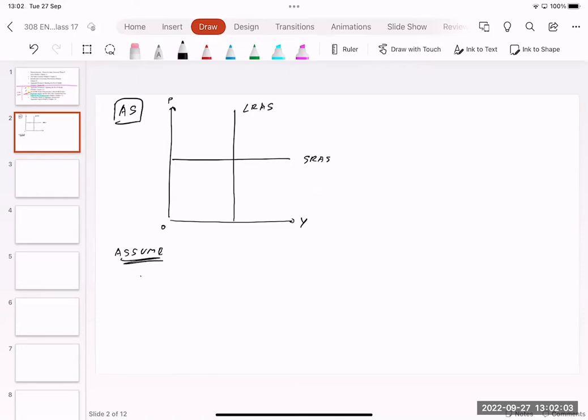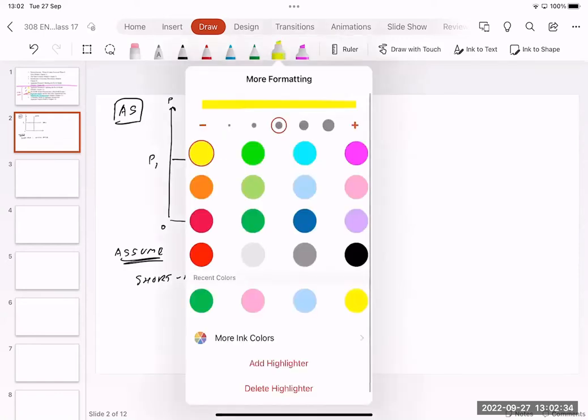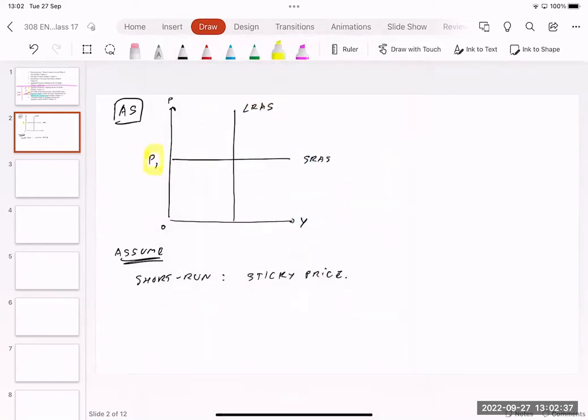We assume that in the short run, firms normally don't want to change the price. After they set the price, they're going to use that price for some period of time. We call it the sticky price assumption. That's why we have the horizontal curve at P1. After they set the price at P1, they don't want to change it anymore. They're going to produce more or produce less, but the price is going to be the same, at P1.